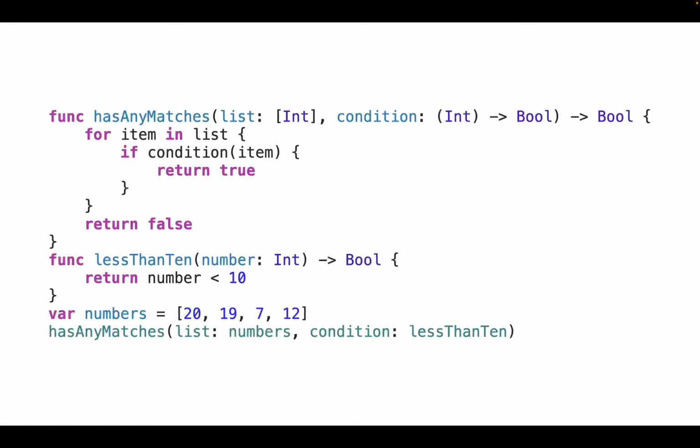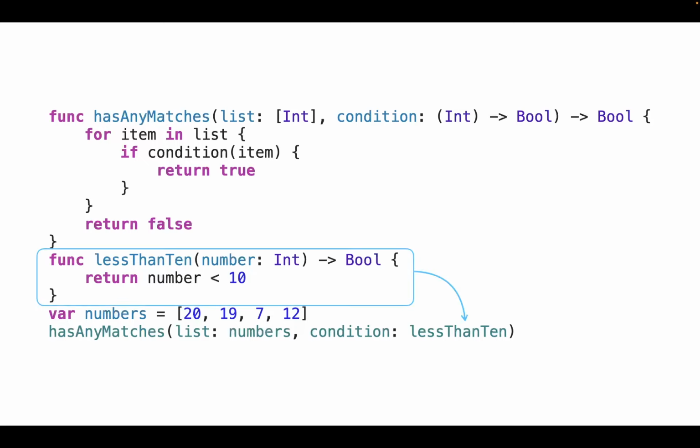All right, so let's take a look at this function hasAnyMatches. Inside this parameter list, it takes two different arguments. The first one is just an array of ints. And the second one would be a closure that takes an integer and returns a boolean. What we can do is pass in the lessThan10 function there so it can be used inside the hasAnyMatches function body.